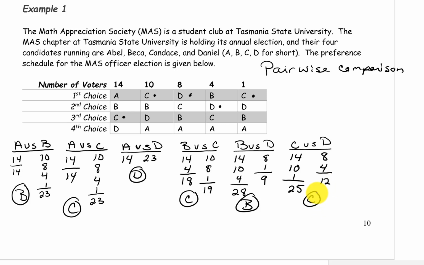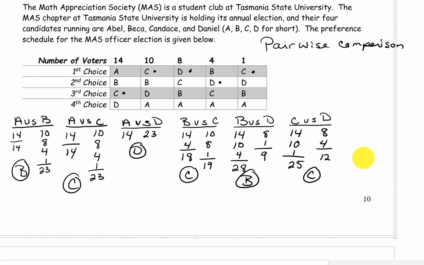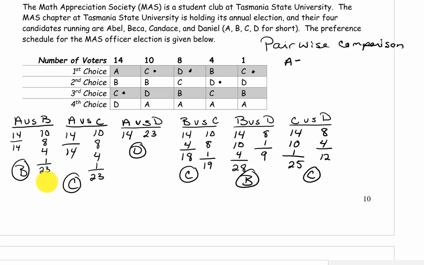Now we need to count up the points for each of our candidates to find out who has the most points. A won none of its head-to-head battles, so A doesn't have any points. Candidate B won 2 of their head-to-head battles, so they have 2 points. Candidate C won 1, 2, 3 of their head-to-head battles. And lastly, candidate D won 1 of their head-to-head battles. And so the candidate with the most points is C, and so C wins.